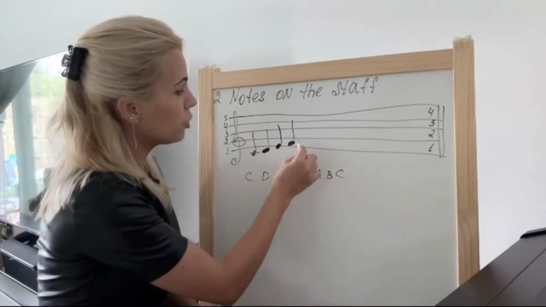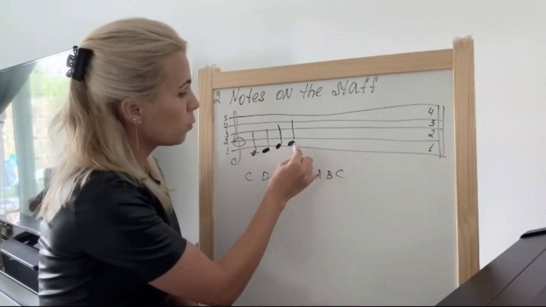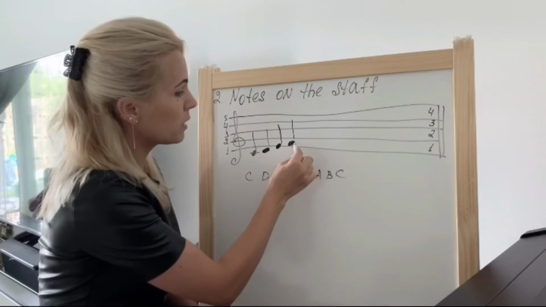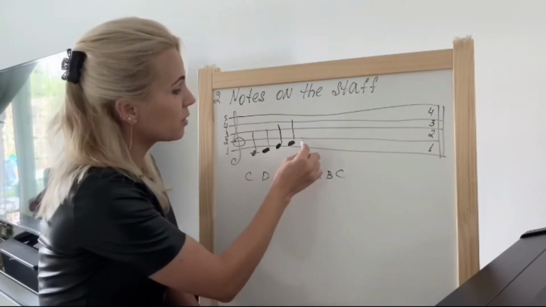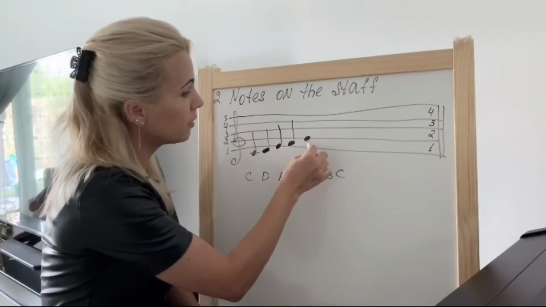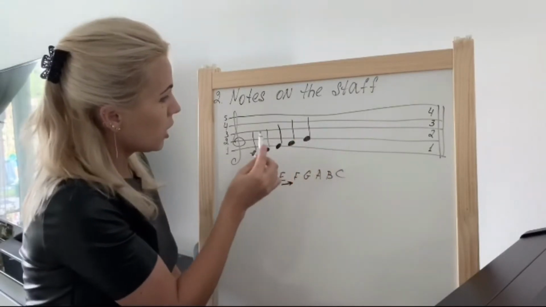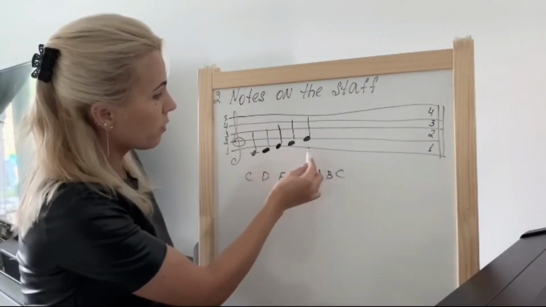After F we have G. So G will be placed... What is happening after our space? What is the next step? It is a line. So G will be placed on the line over here. So you see they're also right next to each other.